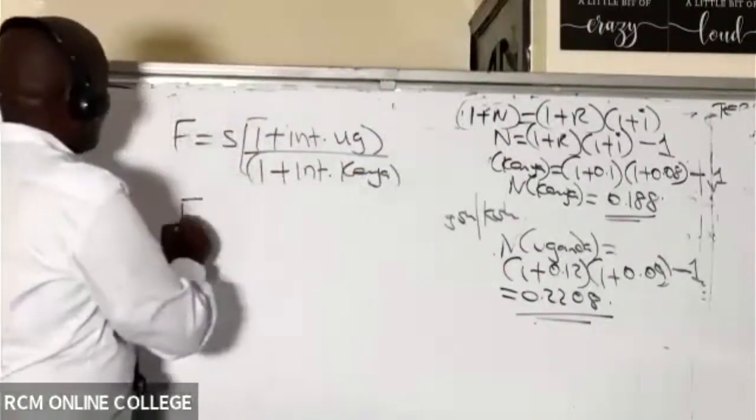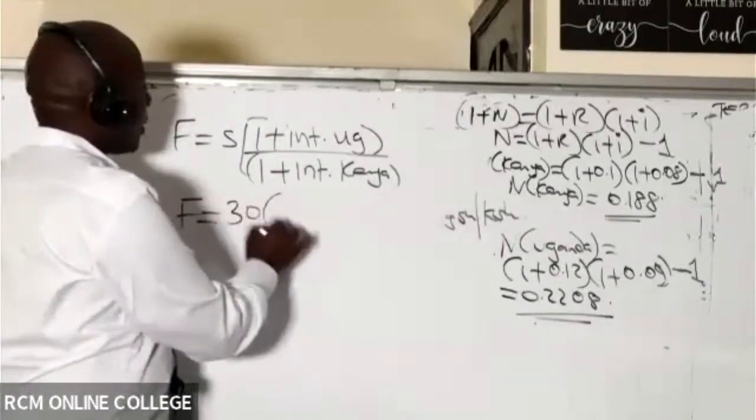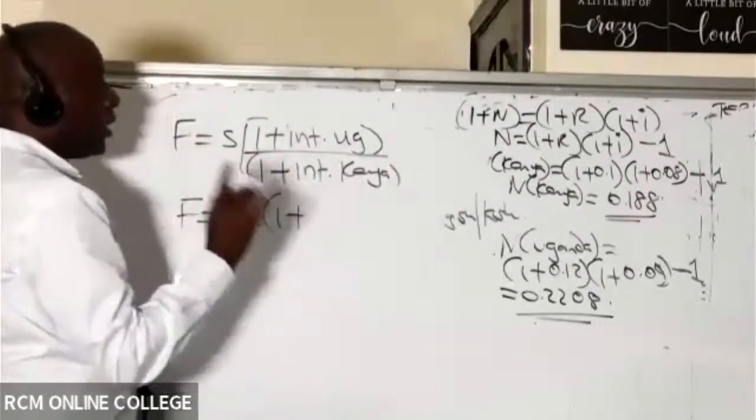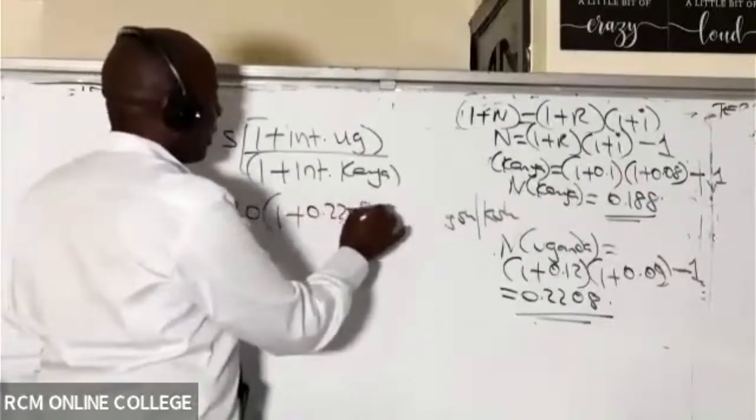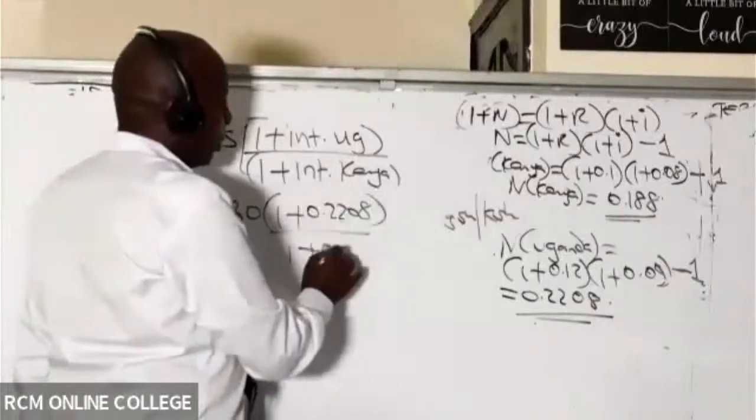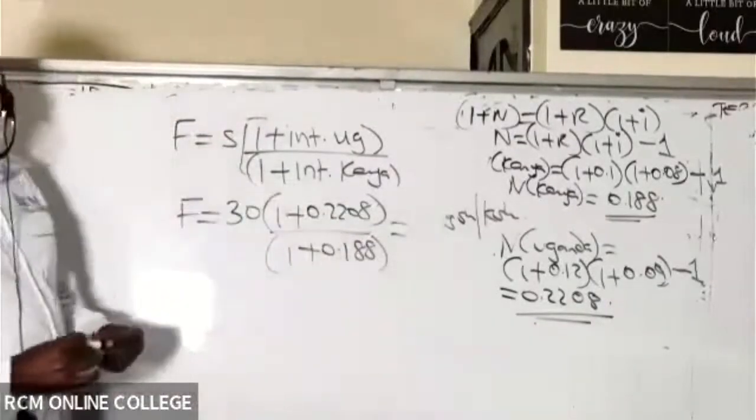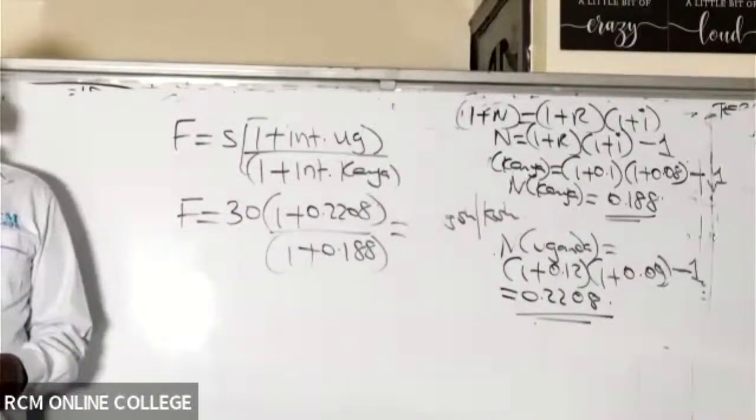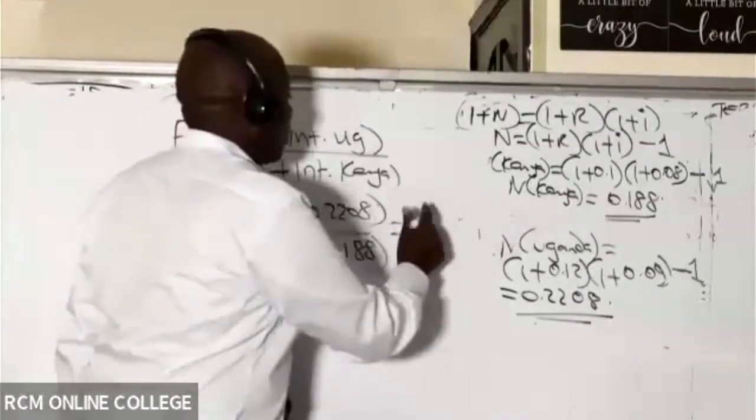So my F here will be equal to the spot rate, which is 30 Uganda shillings, into 1 plus interest in Uganda, which has to be the nominal interest rate, 0.2208, all over 1 plus interest rate in Kenya, which also has to be the nominal, 0.188. What are we getting here? 30.828.